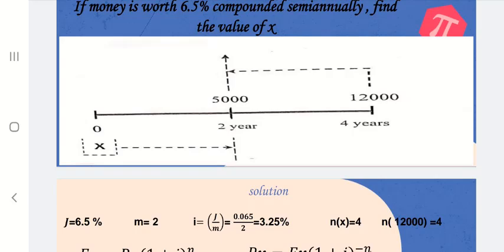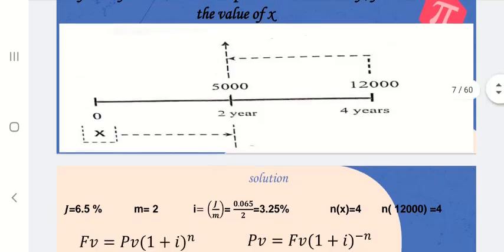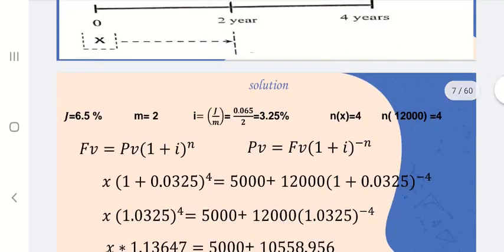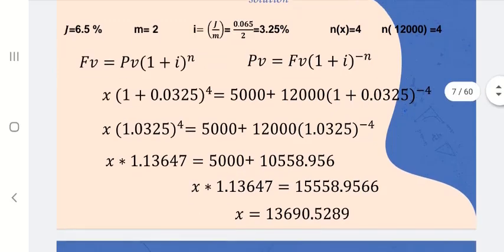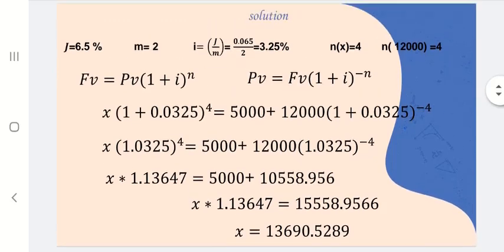And the time for $12,000 equals 2 years, not 4 years, because we take the distance from the maturity date to the focal date. So n will be equal 2 times 2, which equals 4. By substituting, we will get the value of X, which is equal 13,690.